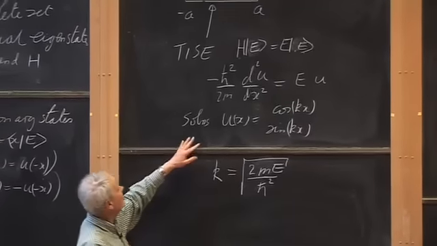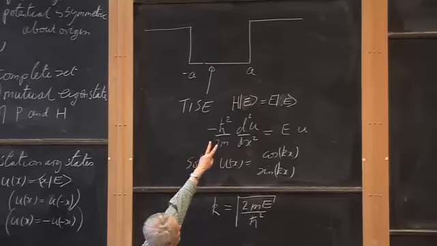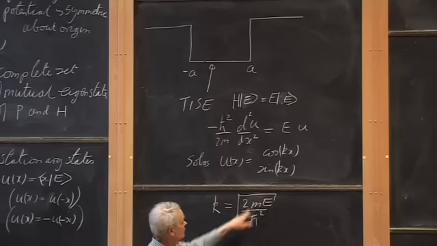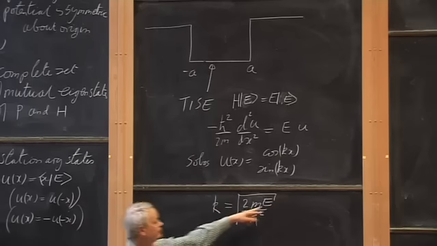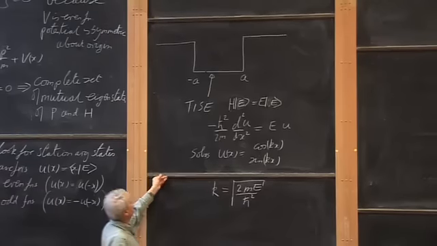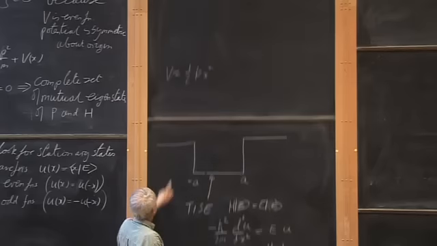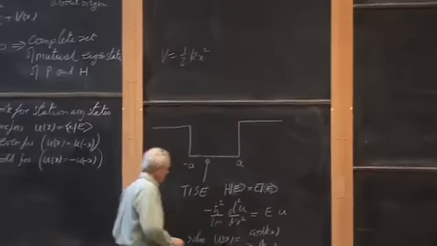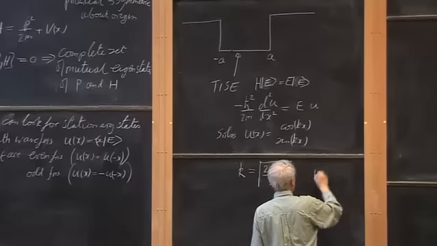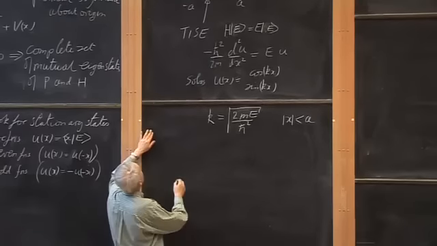So we have determined what the wave functions are of the stationary states in that interval from minus a to a in terms of the energy. What we now need to do is think about the state of affairs here. So this stuff is all true for mod x less than a. What about the case when mod x is greater than a?